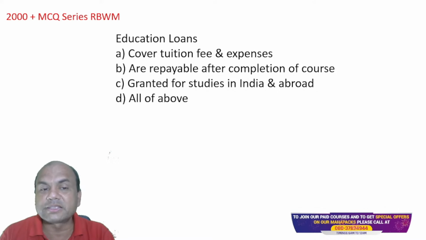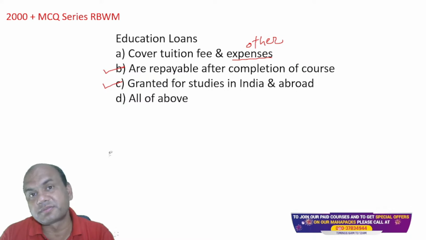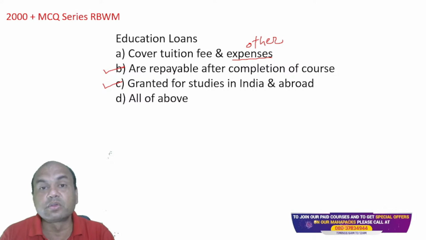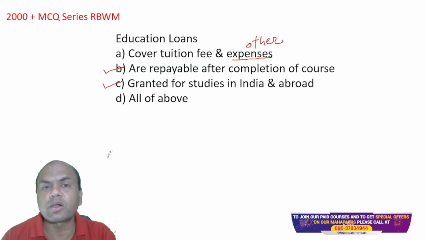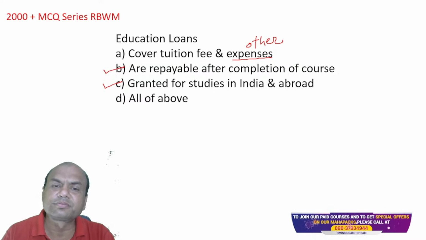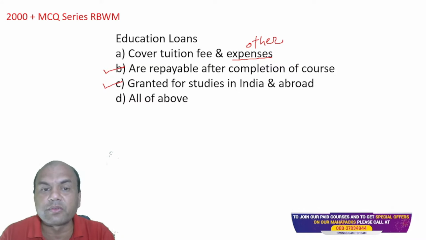Now see here, B is correct, C is correct. But what about A? Does an education loan cover tuition fees and other expenses? Does it cover the hostel fees? Does the education loan cover my daily expenses for staying there? My food expenses, or does it cover only tuition fees? So the correct answer is, that's why I said, now we'll be coming to the difficult part.